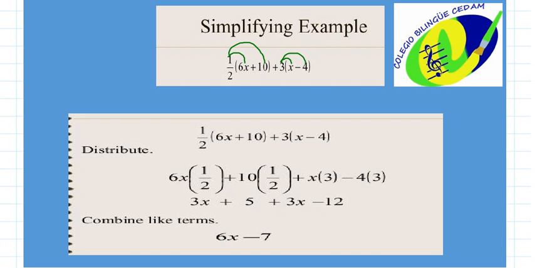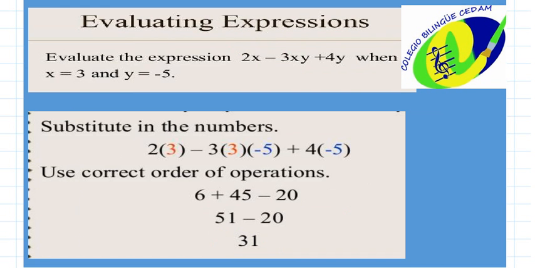And finally, what we do is to combine the like terms. 3x plus 3x, 6x. And then we have plus 5 minus 12, negative 7. So this is the answer. 6x minus 7.